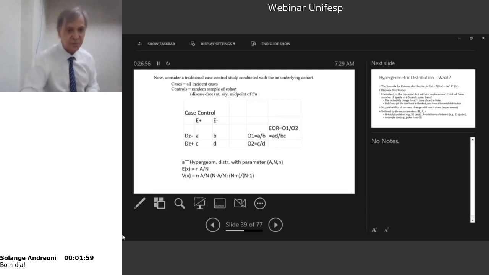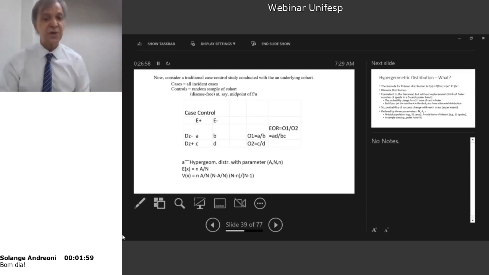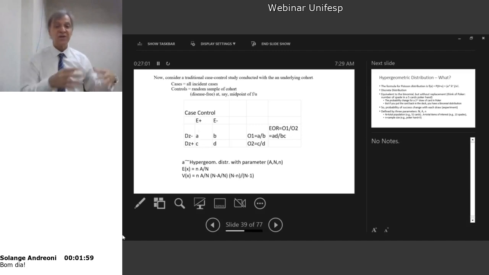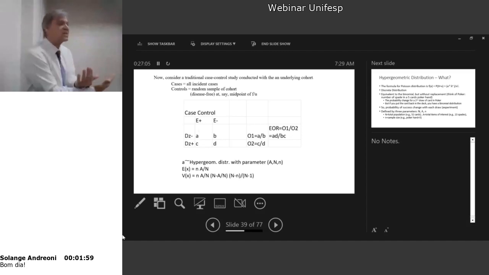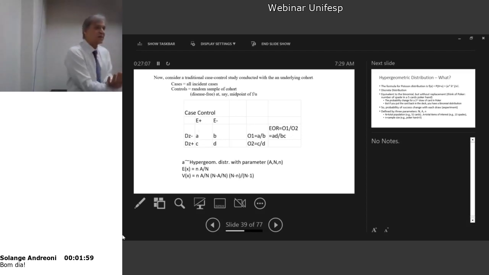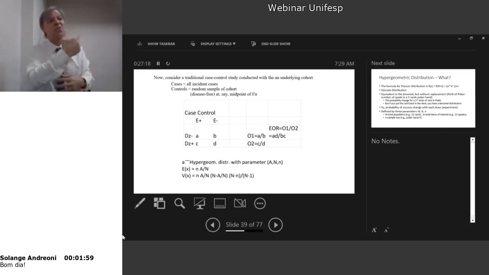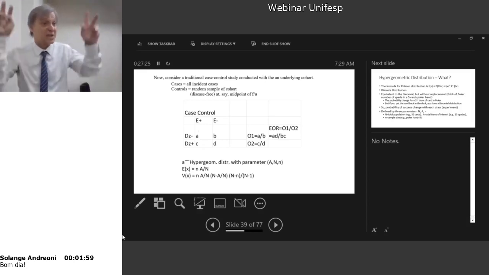And I want to give some examples. So consider a traditional case control study conducted with the underlying cohort that I mentioned to you. Every time you do a case control, you think about what the underlying cohort study is here. Am I sampling the true possible cases in a cohort study, the diseased people? Am I sampling correctly the true controls in the theoretical cohort study? They don't have controls, they have unexposed and exposed, but then they have people who develop disease and people who don't develop disease. That's where I'm going to sample my controls from in the cohort.